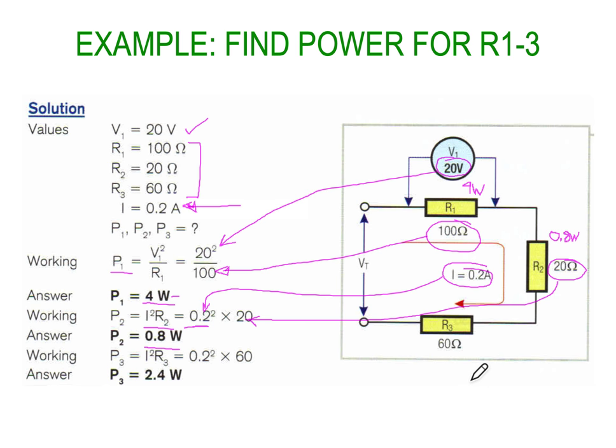And similarly, for number 3, we know what the current is. Our 60 ohms simply comes from that resistor. So I squared multiplied by 60 gives us 2.4 watts.